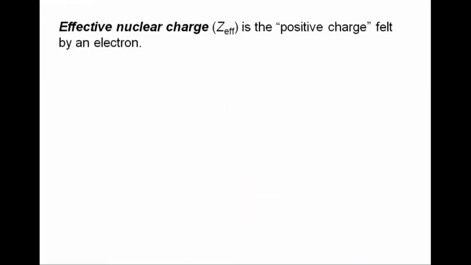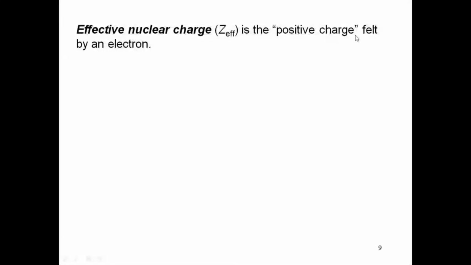Now comes the effective nuclear charge, which is also abbreviated as Z effective. It is the positive charge felt by an electron. You can say it is the net positive charge experienced by an electron in a multi-electron atom. The term effective is used here because the shielding effect of negatively charged electrons prevents a higher orbital electron from experiencing the full nuclear charge.